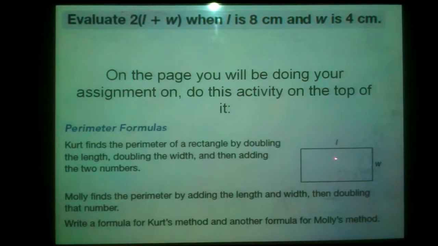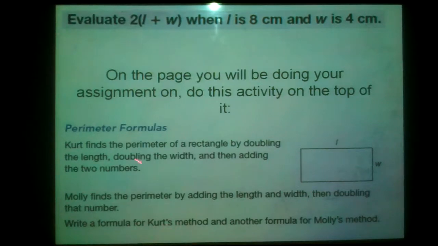So normally when we are finding perimeter we could add up all the sides. Length plus width plus length plus width. But we have the widths that are the same and the lengths that are the same. So a lot of times we see the formula this way. She finds the perimeter by adding the length and width and then doubling that number. That's kind of like what we did here.